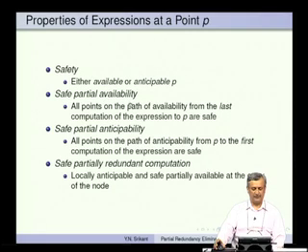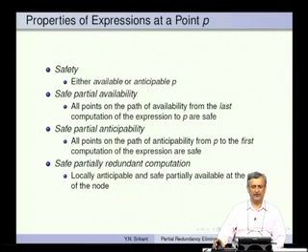Remember, for safe partial availability you do not have to look at the path from the start node to P and make sure that all these are safe. No, that is not the point. The point is from the last computation of the expression to the point P. And safe partial anticipability is similar: all points on the path of anticipability from P to the first computation of the expression are safe.